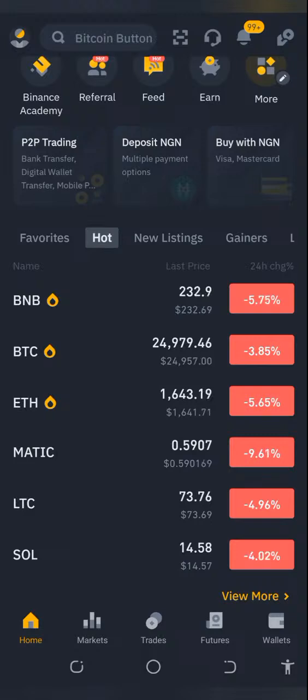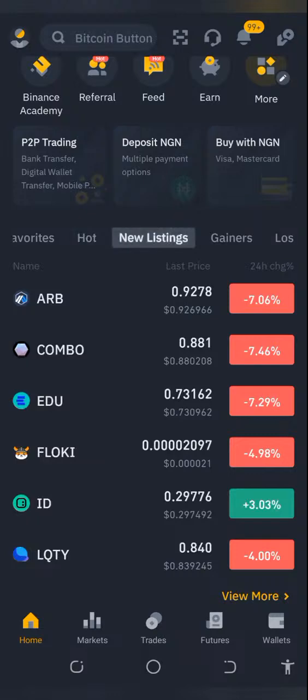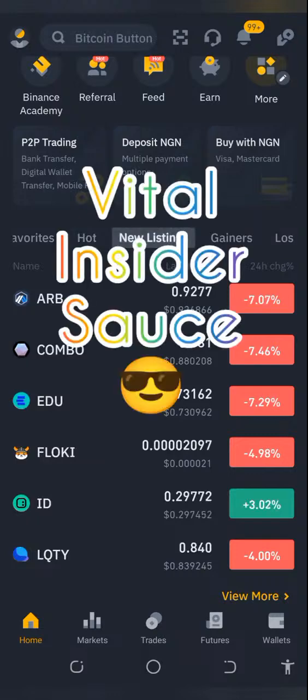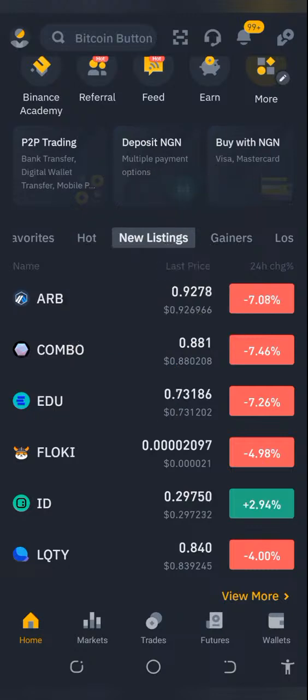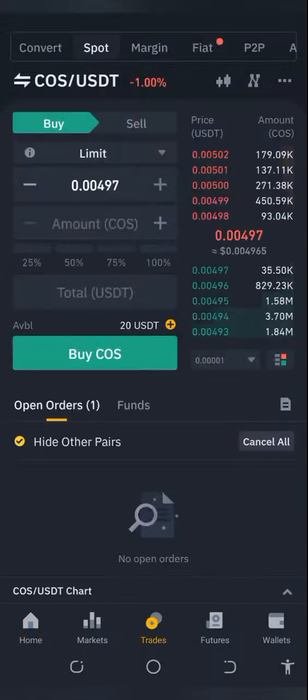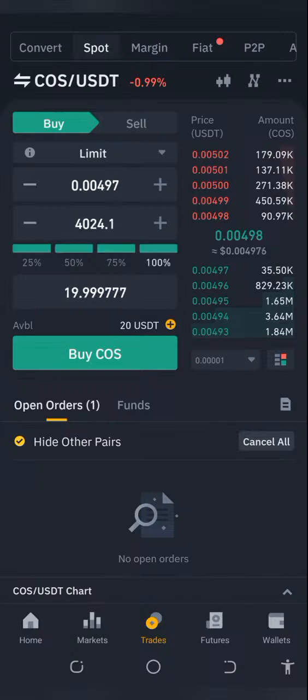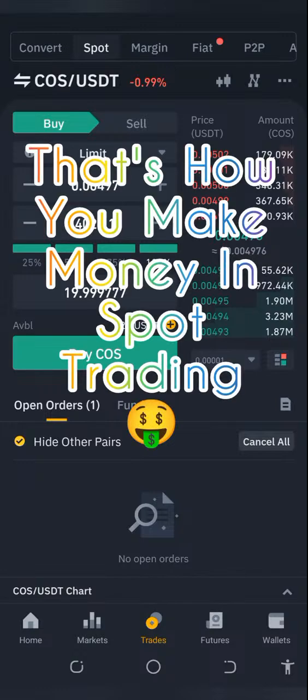Inside of these ones, you can choose anyone you like, right? But there are some very vital insider things that we talk about in the income strategies course that will give you leverage to choose the right coins. When you do that, you're going to buy that coin. Let's assume it's COS USDT. You need to buy it and then hold it for a short period of time. It could be an hour, it could be two, till it appreciates. And once it appreciates, you sell off for profit. That's how you make money in spot trading.